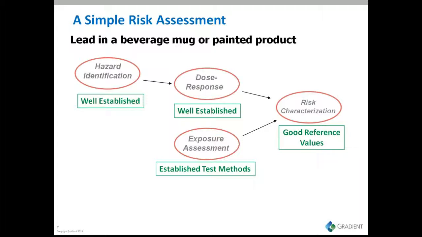We can do total metals testing, or we can do leach testing to look at maybe what might be present in someone mouthing, a child mouthing a lead-containing part, for example. So we can get a really easy estimate of exposure. That's fairly well established. And from the risk characterization side of things, we actually have some very good reference values for lead. We know what levels are of concern, and we have regulatory criteria for what levels of lead are acceptable. So in the case of lead in a product, the risk assessment is fairly straightforward and not particularly complex.